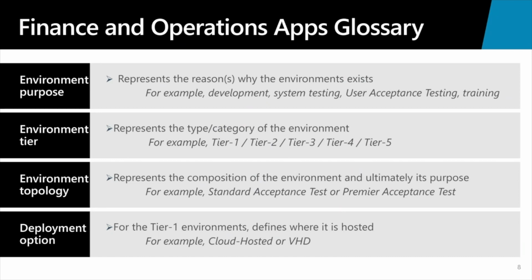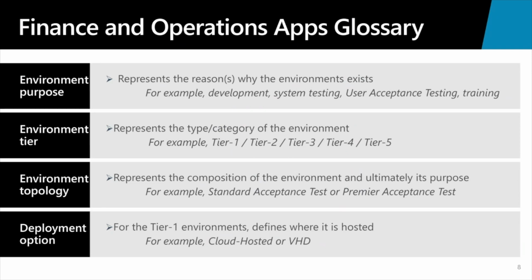We're going to talk a little bit later on in the presentation about how to select the correct tier of environment and some differences that you'll have between tier 1 and tier 2 plus type environments. The topology of your environment represents the composition of your environment. Your topology typically is going to relate to your environment purpose, but this is actually a drop-down box that you have to select when you are configuring an environment. So the examples here are standard acceptance test or premier acceptance test.